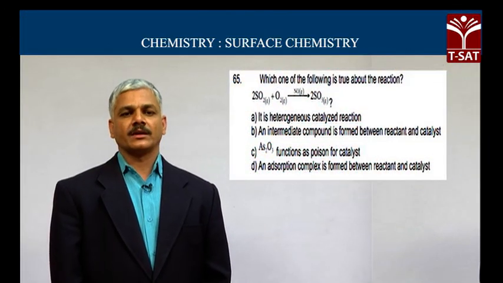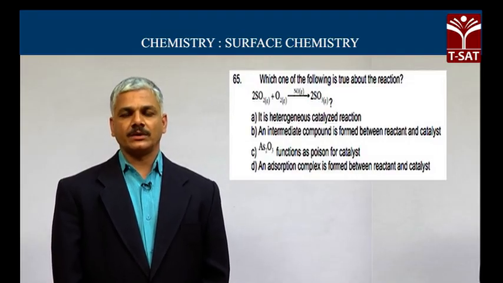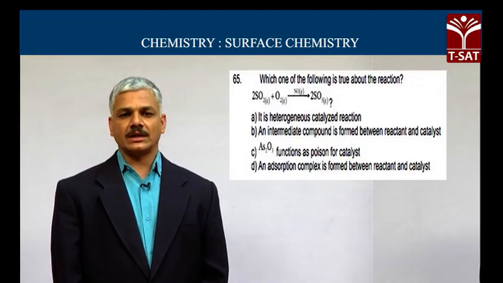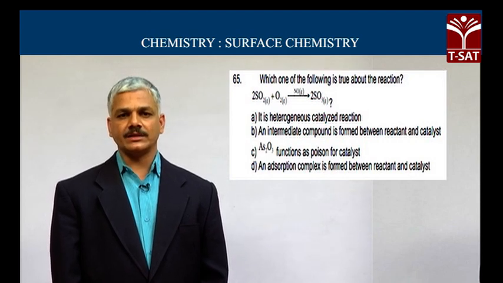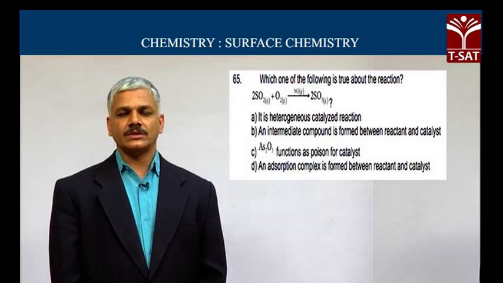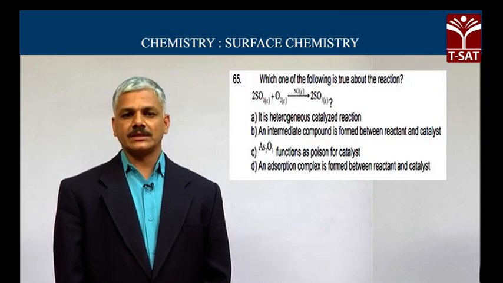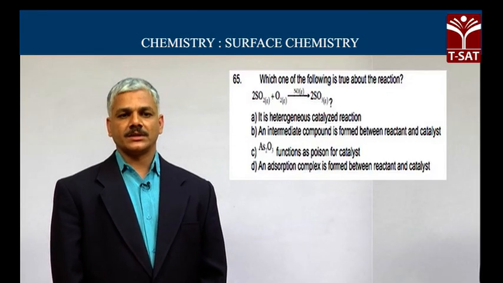65th question. Which one of the following is true about the reaction 2SO2 + O2 gives 2SO3? Given options are: A, it is a heterogeneous catalyzed reaction. B, an intermediate compound is formed between reactant and catalyst. C, As2O3 functions as poison for catalyst. D, an adsorption complex is formed between reactant and catalyst. The correct option is B.